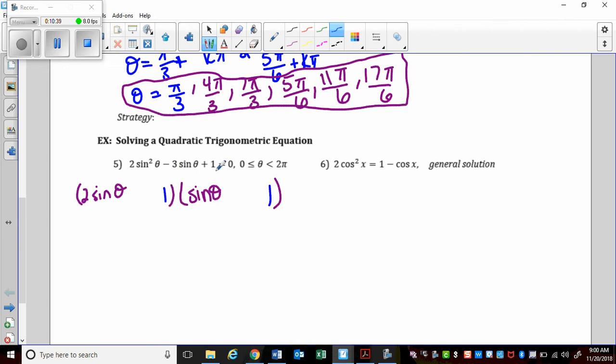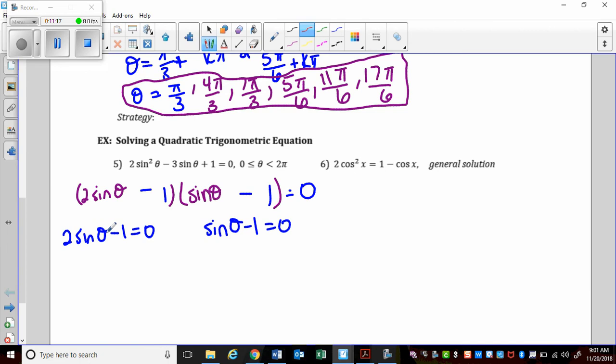Now the positive and negative do matter. In this one, it looks like they're both negative because when we add, we want them to be negative, but when we multiply, we want them to be positive. So a negative and a negative will give us negative 2 sine minus sine is negative 3 sine. Great. And then negative 1 times negative 1 is positive 1. Okay. So when I factor this, I can set each one equal to 0. So I have 2 sine of theta minus 1 equals 0. And then I have sine of theta minus 1 equals 0, right?